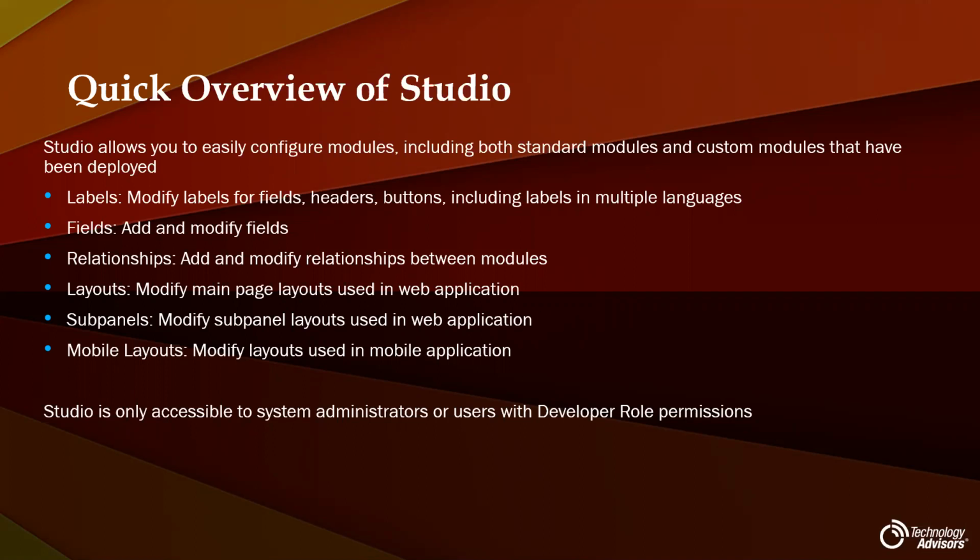And then there are 3 different layout areas within Studio. There's the main layouts, which is your main web application page layouts. There's the subpanel layouts, which is the subpanel columns used in the web application. And then there's your mobile layouts that are used for your mobile app. Studio is an administrator tool, so it's only available for users who are system admins or users who have a developer role permission for one or more modules.